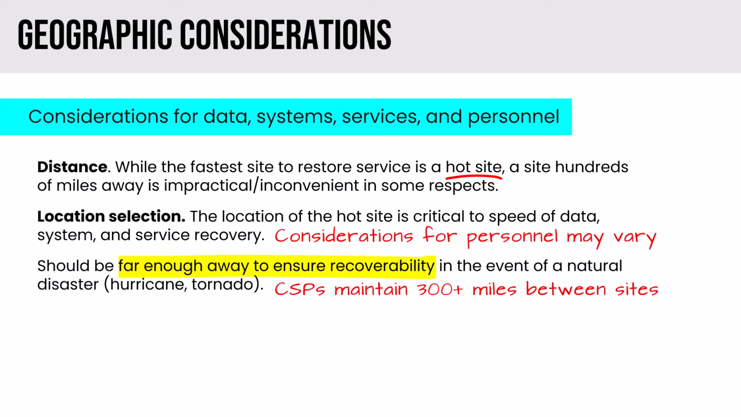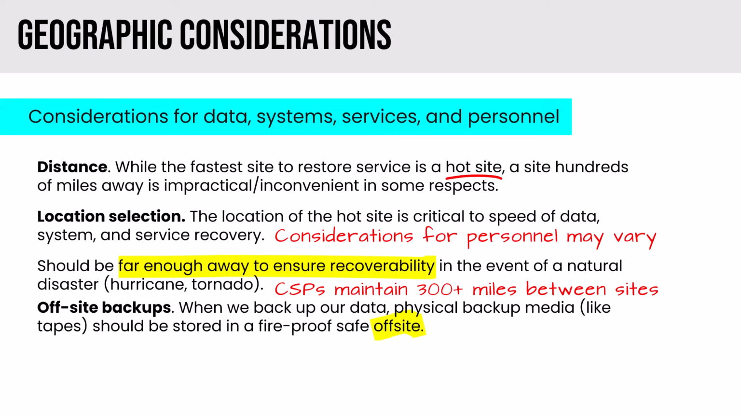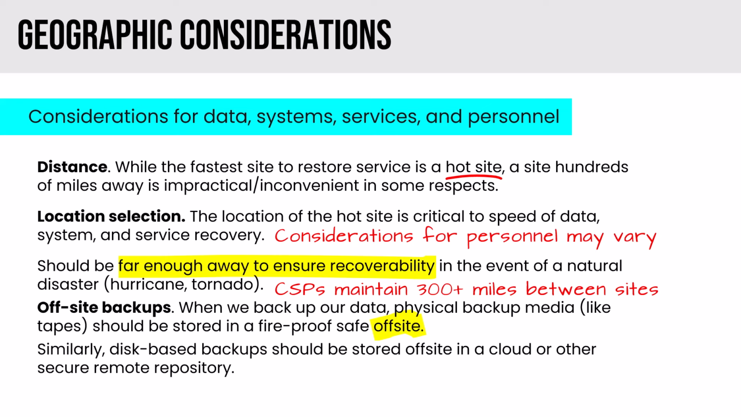And especially if you're in a hybrid or private cloud situation, you have to think about off-site backups. We have to have backups off-site, meaning physical backup media should be stored in a fireproof safe somewhere or safely in the cloud if it's still digital. And I would say today that is the most common approach. It's pretty rare that we see folks using tape all that much anymore. And similarly, disk-based backup should be stored off-site in a cloud or other secure remote repository, but cloud services are a very common solution today.